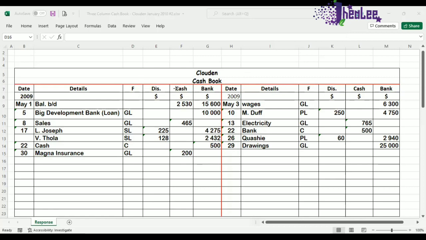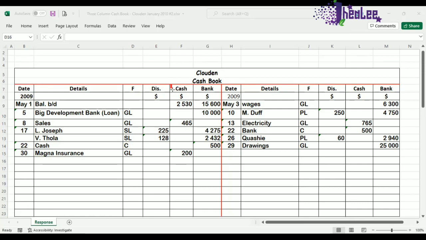And what we're going to do, we're not balancing off the discount account. We have discount allowed, discount received. So therefore, we cannot compare received with allowed. One is an expense, one is a revenue. So we're not going to balance our discounts account. When we get to that stage, we're just going to enter the totals. We need to balance our cash account and our bank account, and we're going to begin with the cash account first.